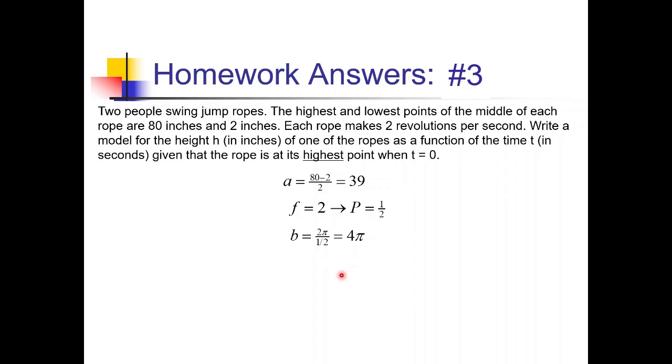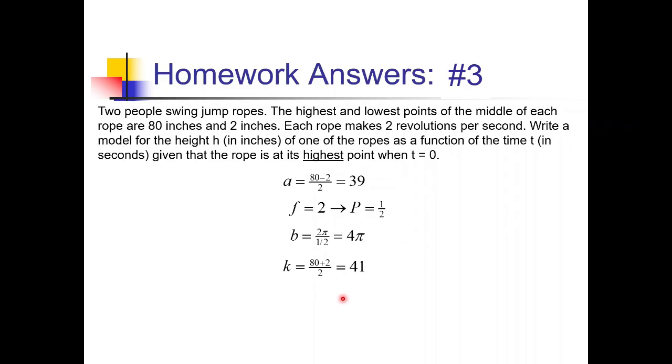I'm going to do the K value next. So that is the midline, the vertical shift. That's going to be the average of the highest and lowest points. So 80 plus 2 over 2. 82 over 2 gives us 41.